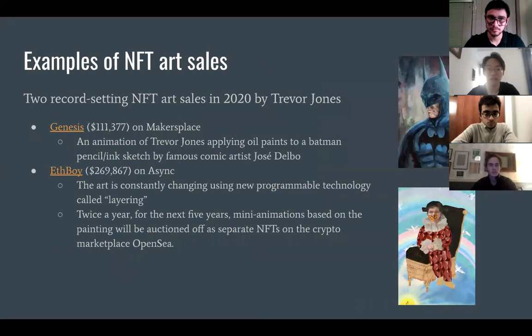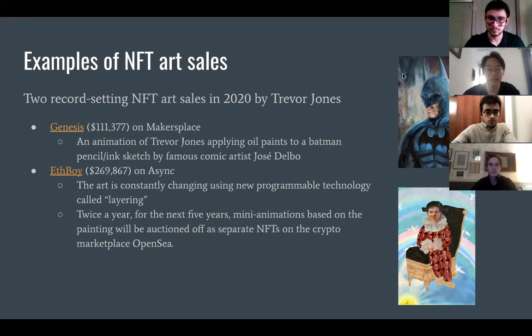So let me give you 2 examples of how NFT art is sold online, and both examples are made by Trevor Jones. The first one is called Genesis, which you can see in the picture on the top right. Genesis was sold last year for around $100,000 on a marketplace, and it's essentially an animation of Trevor Jones applying oil paint to a Batman sketch by a famous comic artist.